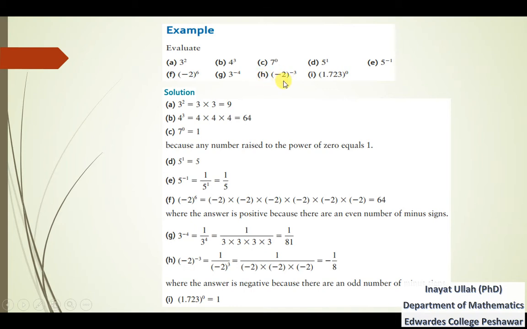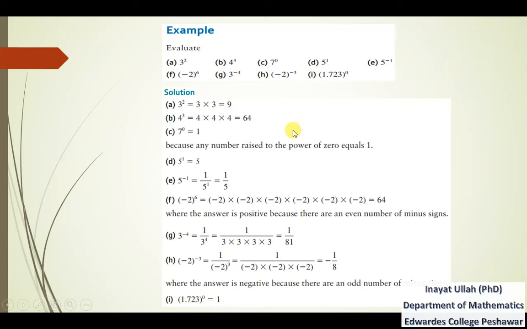And the next part is minus 2 power minus 3. Minus 2 power minus 3, the power is negative, so shift it to the denominator. That will become minus 2 power plus 3. Minus 2 power plus 3 means minus 2 is multiplied 3 times. We see that the minus sign is multiplied 3 times, so that will become a minus sign. And whenever you multiply 2 three times, you'll get 8, so that will become minus 1 by 8.